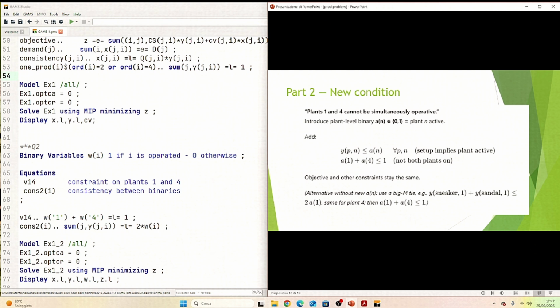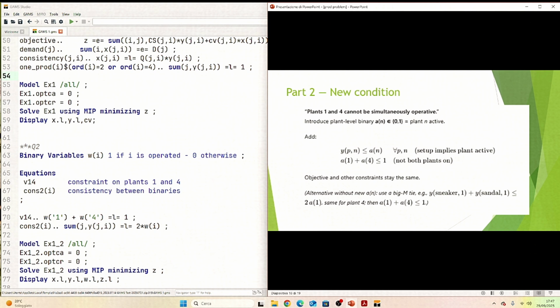So we introduce a plant active binary that we will call A_n. If any setup is used in plant n, A_n equals 1. Then we force A1 plus A4 less than or equal to 1. And this is the total condition. We can have an alternative that is written right here, but this is the simple way to solve it.